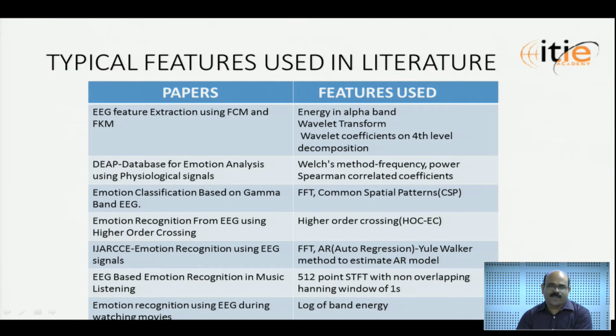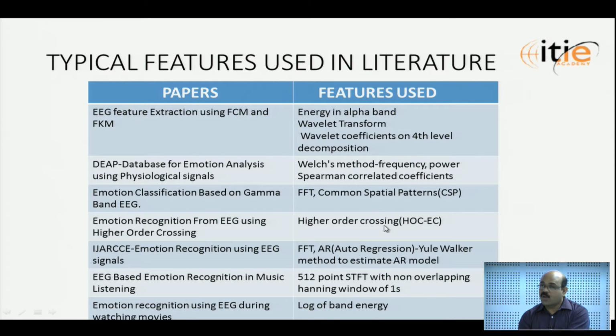We just tabulated by doing a literature survey. What are the typical features that are preferred in EEG signal analysis? If you see the list of features that are preferred in EEG signal analysis, especially for emotion detection, you will find energy as one of the features. You will find wavelet coefficients. You will find the power spectral density computation using the Welch method, a simple frequency FFT. You will also find some papers going with CSP, common spatial patterns.